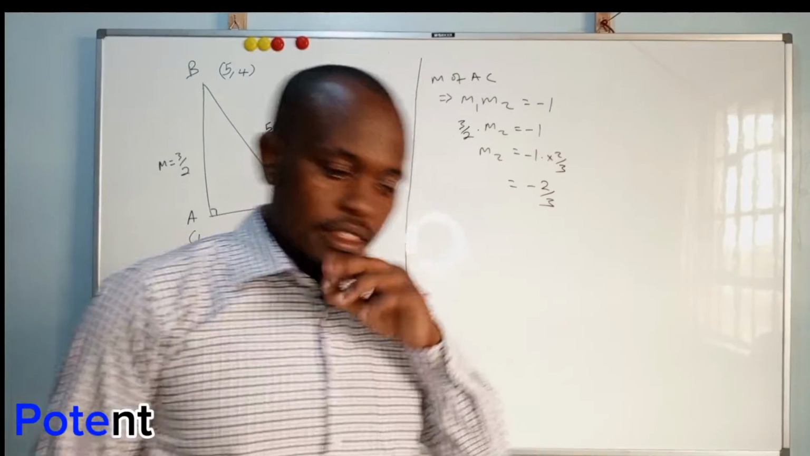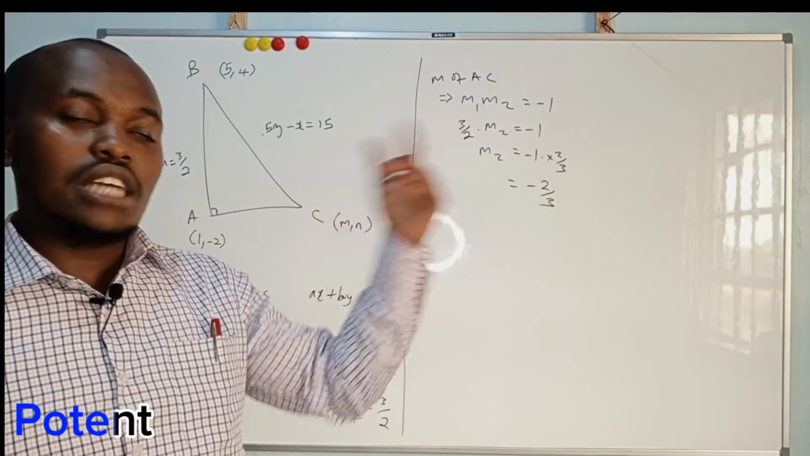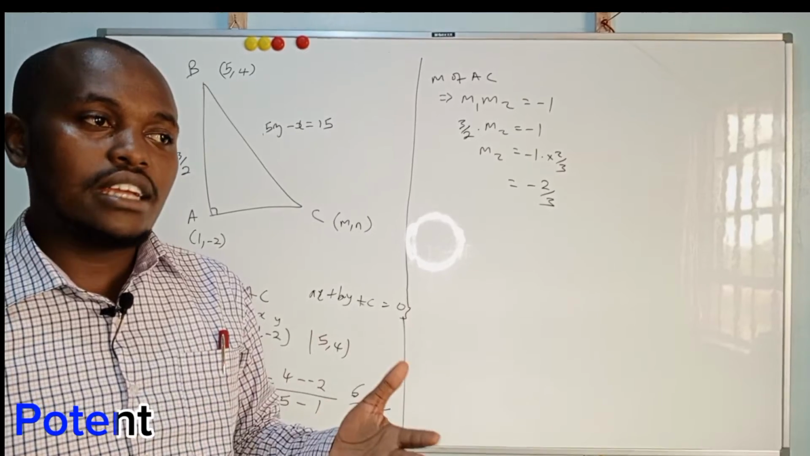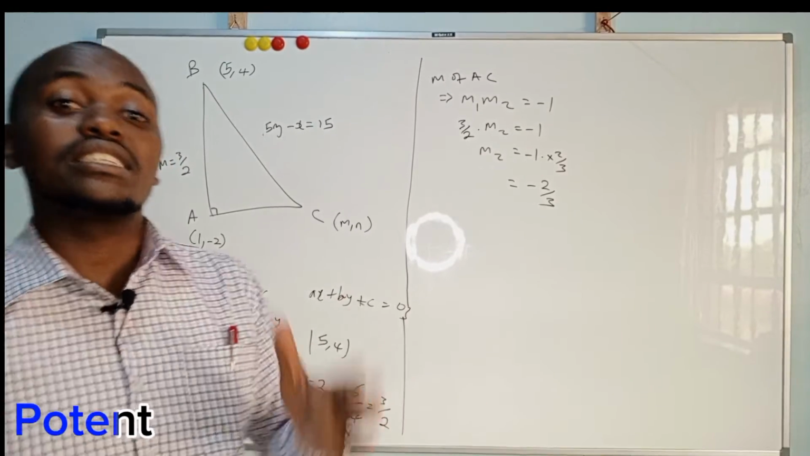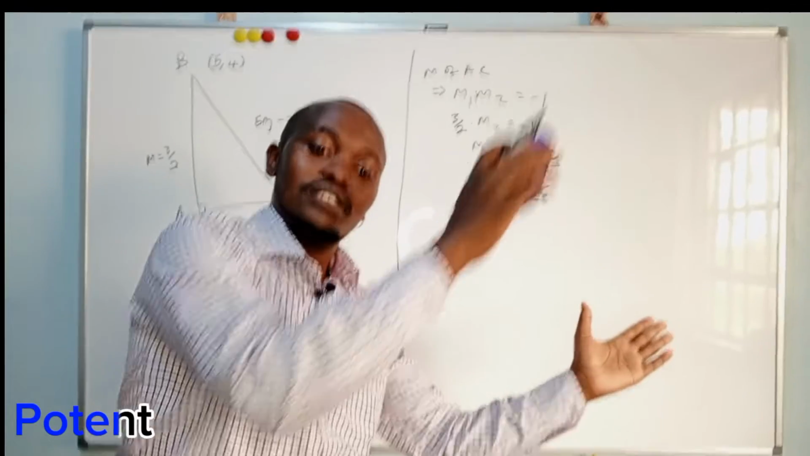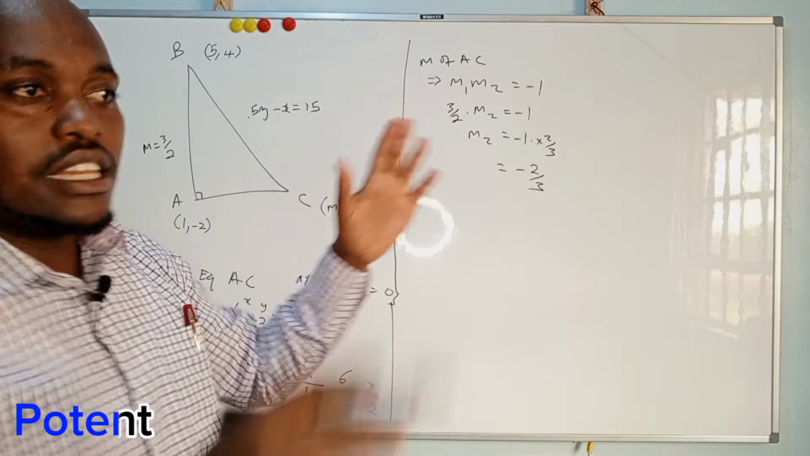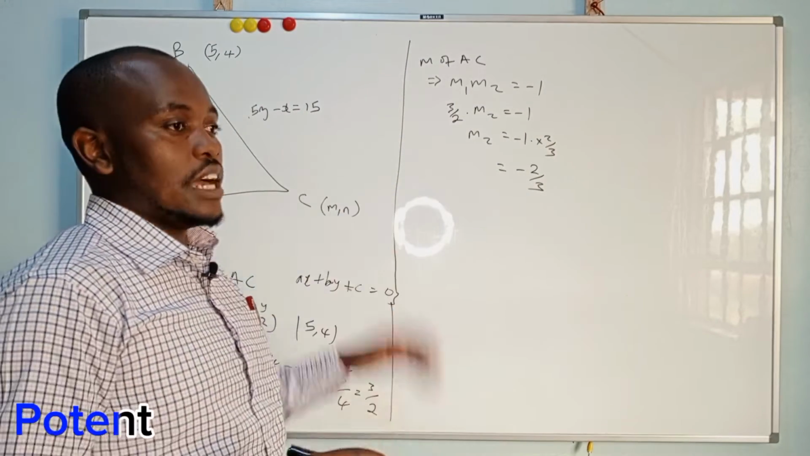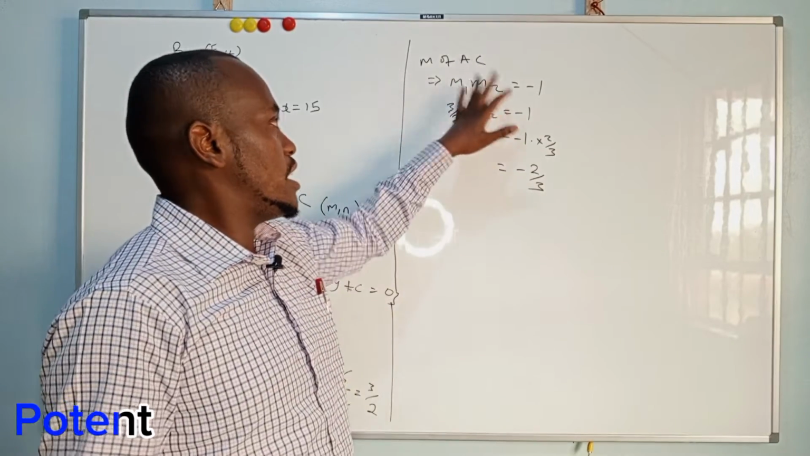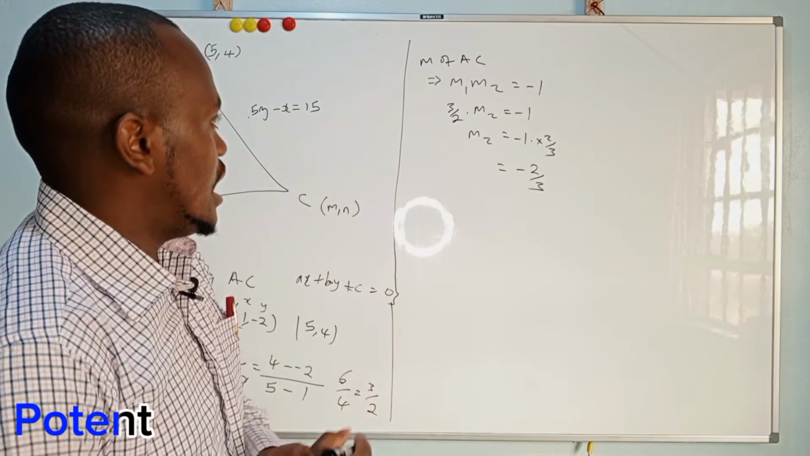Remember, there are two scenarios where you can derive the gradient of a line using another: when they are parallel and when they are perpendicular. When they are parallel, the gradient is the same because the gradient is the slope. If two lines are parallel to each other, they have equal slope. When two lines are perpendicular to each other, if you multiply the two gradients, it will give you negative 1.